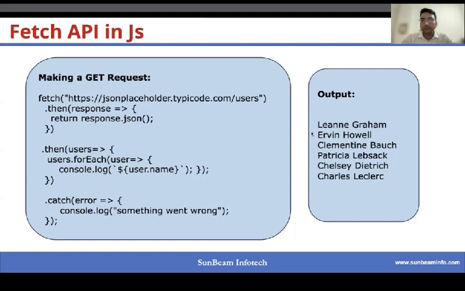This is the output we get in the console, the list of usernames. This simple example demonstrates how the Fetch API can be used to retrieve and handle data efficiently.